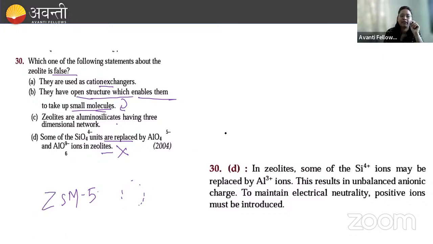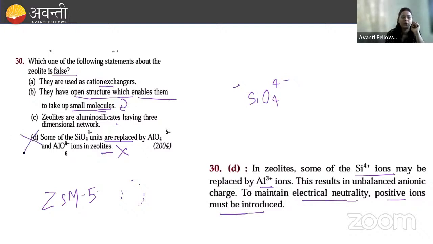ऑप्शन डी में आप देख सकते हो कि SiO4 4 माइनस जो आयन है, हमारा जो यूनिट है, so that is not replaced by AlO4 5 minus and AlO6 9 minus ions in zeolite. तो यहाँ पे Si4 प्लस आयंस जो है वो रिप्लेस होता है Al3 प्लस आयन के साथ, ठीक है, 5 माइनस और 9 माइनस के साथ नहीं, सिर्फ 3 प्लस के साथ वो रिप्लेस्ड हो जाता है. एंड दिस रिजल्ट्स इन अनबैलेंस्ड आयोनिक चार्ज. टू मेंटेन इलेक्ट्रिकल न्यूट्रलिटी पॉजिटिव आयंस मस्ट बी इंट्रोड्यूस्ड इनटू दैट.